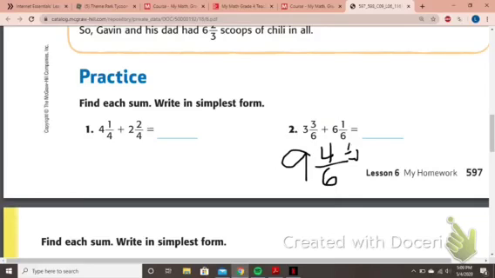Dividing by 2. Whoops. My dog's barking now. Divide 6 by 2. And there you get your final answer. So your final answer is 9, and 4 divided by 2 is 2, and 6 divided by 2 is 3.